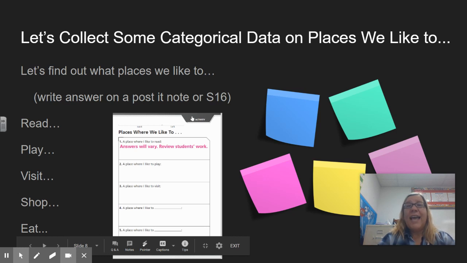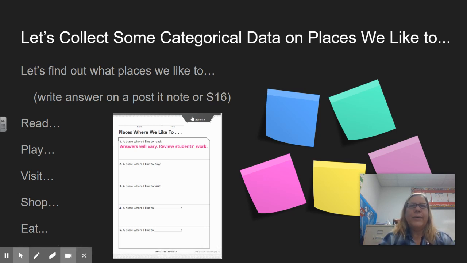We in class worked on gathering some categorical data on places we like to do different things. So if you're doing this activity for review, you might think back to when we did this activity in class. If you were not in class when we did this, what you would do is think about some answers to these questions. Where are some places that you like to read? Where are some places that you like to play? Where is a place that you like to visit? Where is a place that you might shop? And where is a place that you like to eat? In class, we're going to write our answers down on Post-its, and we're going to think about some of those answers that we have next.